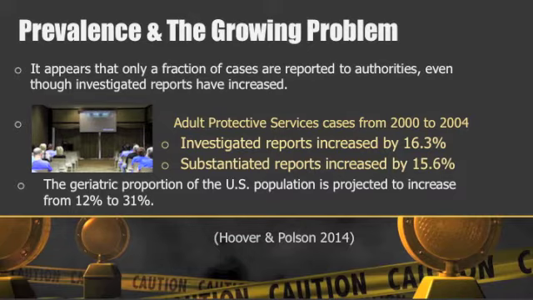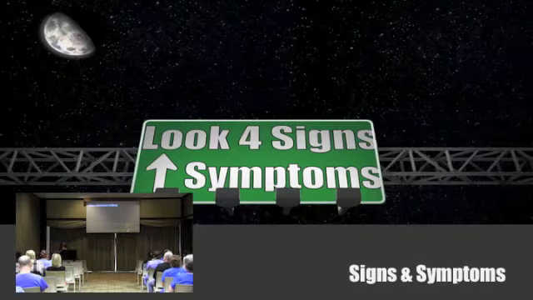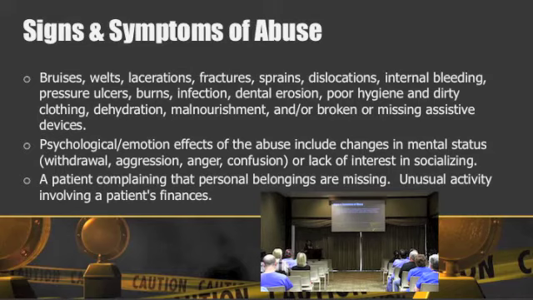So what are some signs and symptoms? This can be challenging because, again, these signs and symptoms can also indicate other issues, but from the research, there is definitely some valuable research that's showing these are some signs and symptoms. So obviously, physical abuse, you're going to see bruises, welts, lacerations, unexplainable fractures, sprains, dislocations, internal bleeding, pressure ulcers, burns, infection, dental erosion. You can see the poor hygiene if they've been neglected. So you can see the list there on the screen.